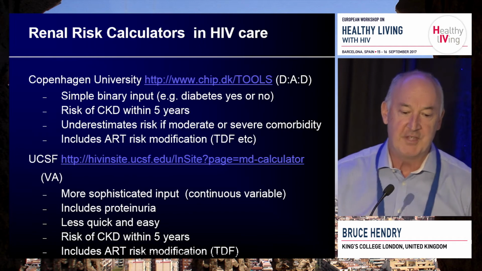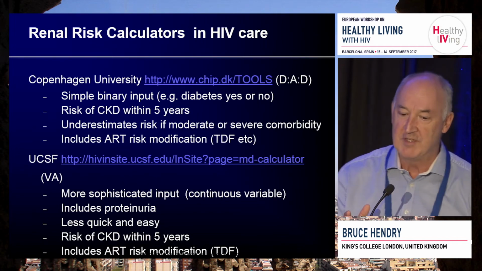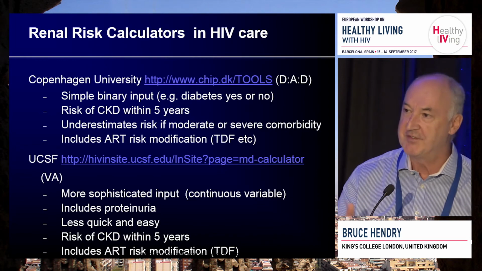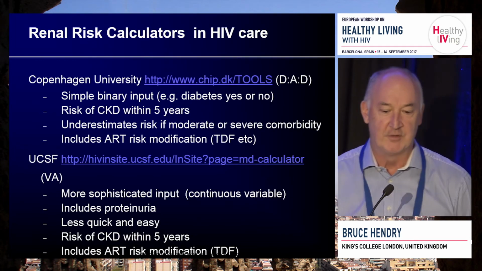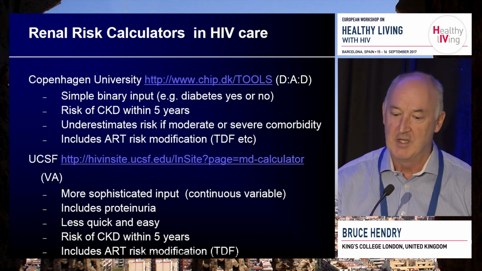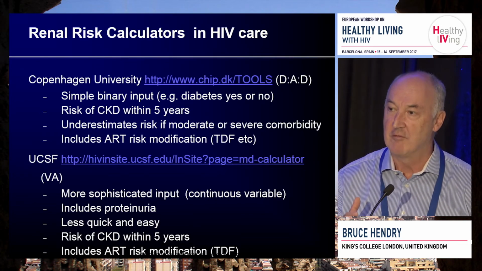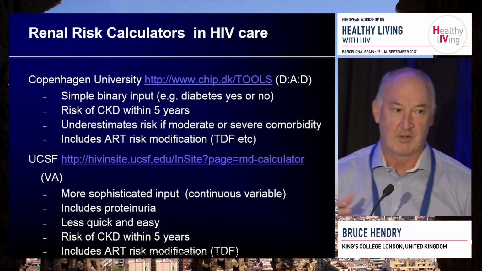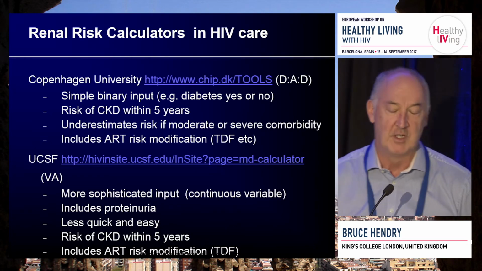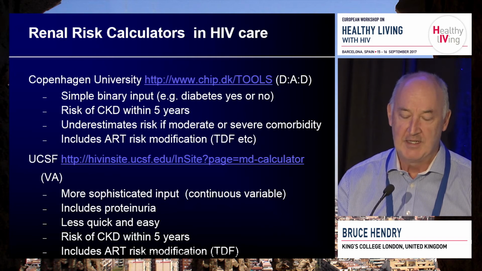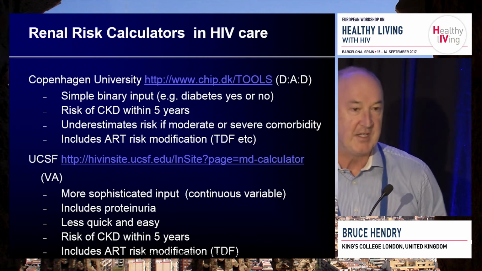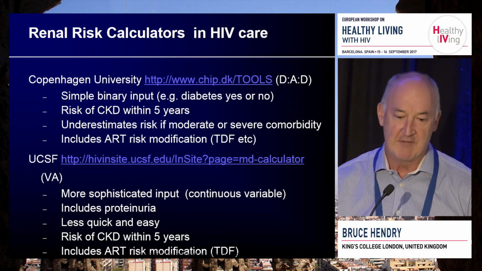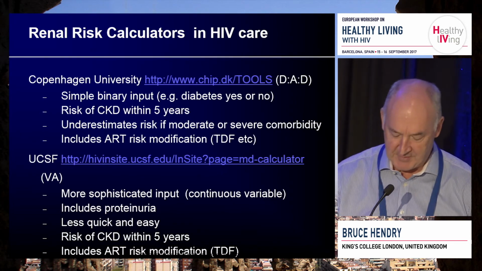Counter to that, the UCFF database will also give you a risk calculation. It's more complicated to use. You need to know the fasting blood sugar, the triglyceride levels. It's a more sophisticated input, and it probably gives you a more accurate result, but it's all based on data from men. So there's a problem if you want to use it for assessing risk in women. But it will give you risk of CKD within 5 years, and you can look at TDF modification of that risk. I'd recommend that you look at these calculators and be familiar with them.